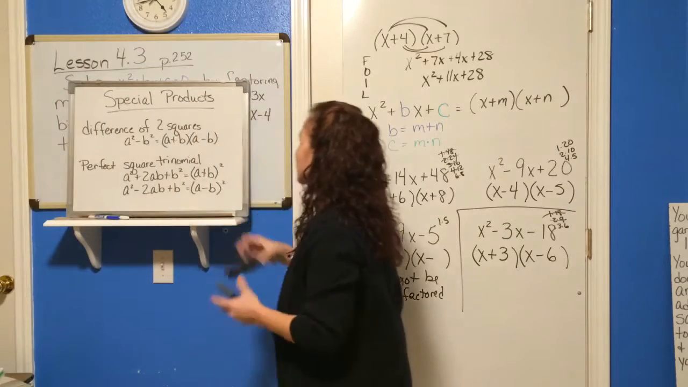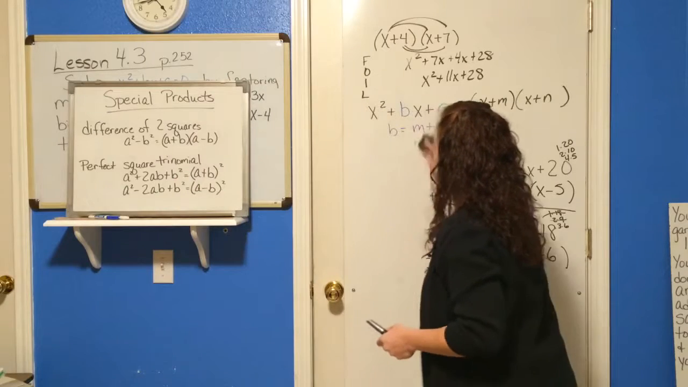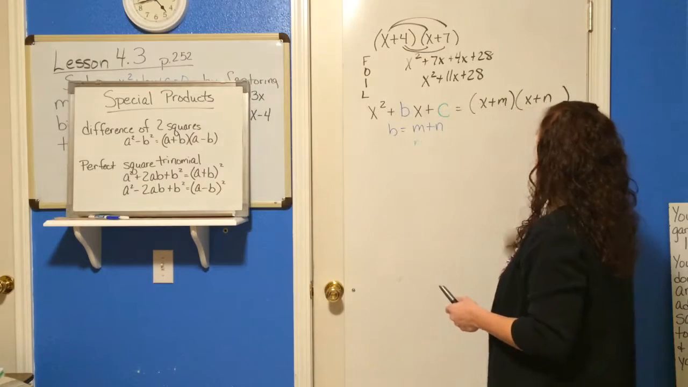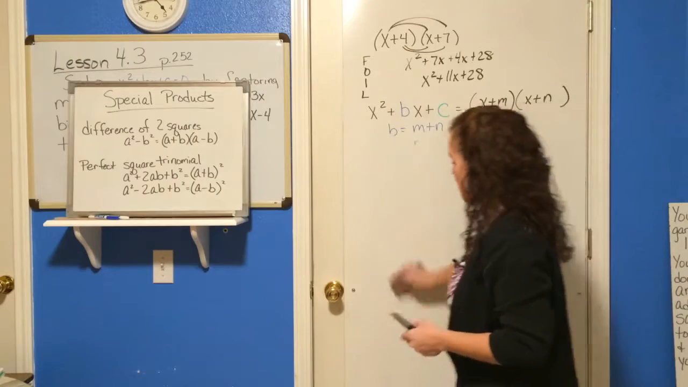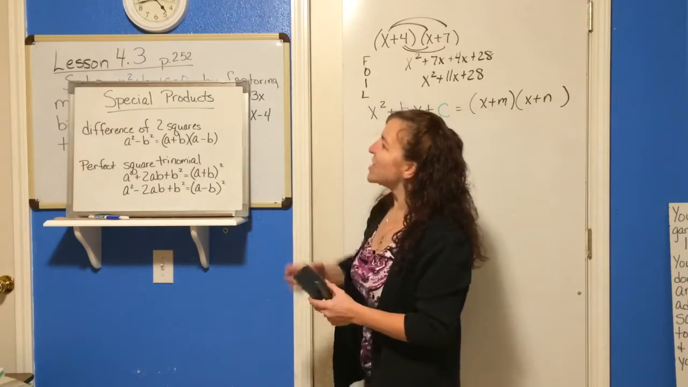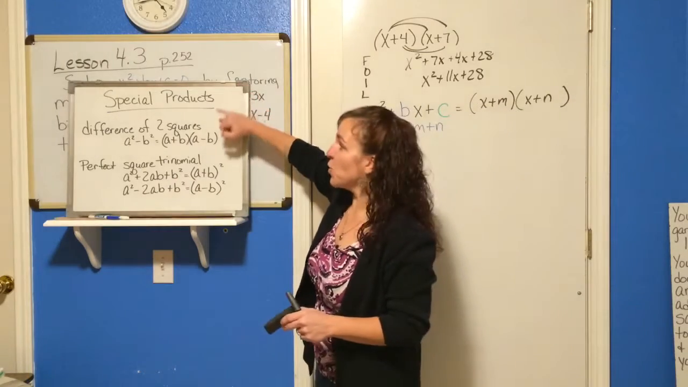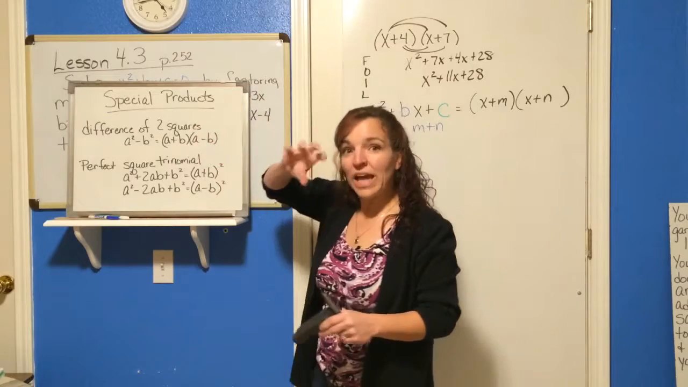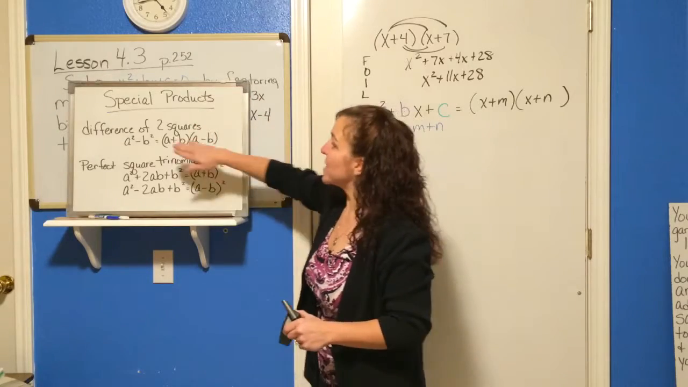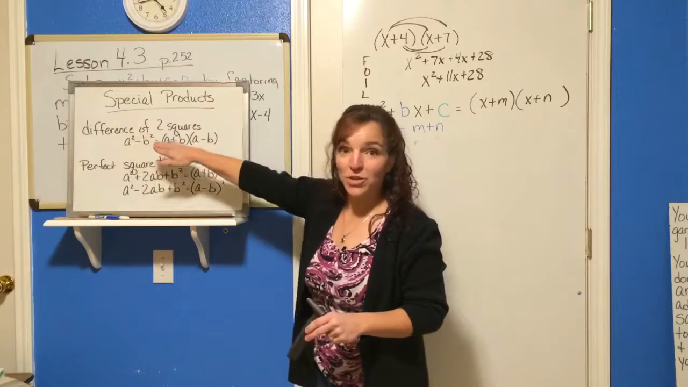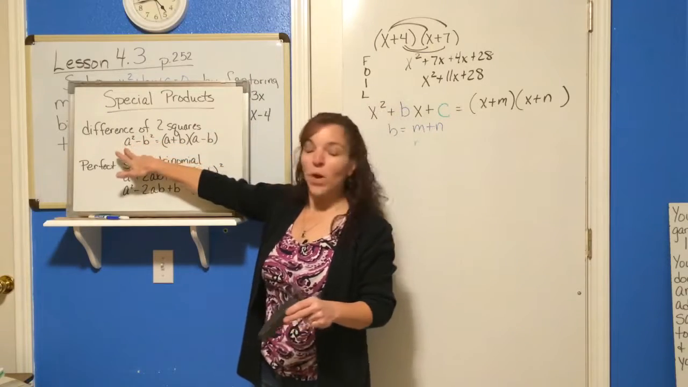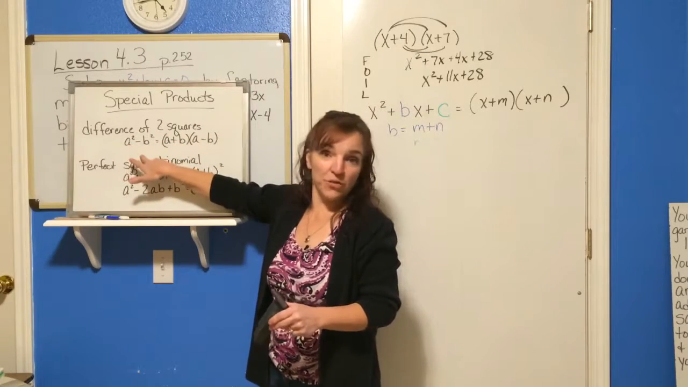You may recognize these from when you used FOIL in Algebra 1, and then again you may not, and that's okay, that's why we'll cover it. All right, so there are special products that you can recognize, and the more you do, the more you'll recognize these. The first is the difference of two squares. What that simply means is one perfect square minus another perfect square.